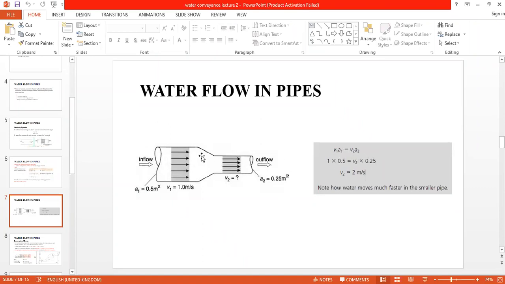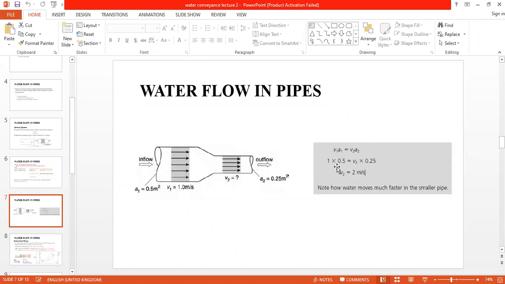Now, if the pipe at one end, for example here, has an area of 0.5 meters squared and a velocity of 1, the discharge at this point will be equal to 0.5, because when you multiply A times V, it will be 0.5. Now, as the water is going through the pipe, we decide to reduce the size of the pipe to 0.25. For the discharge to be equal, since the area is reduced, the velocity has to increase.